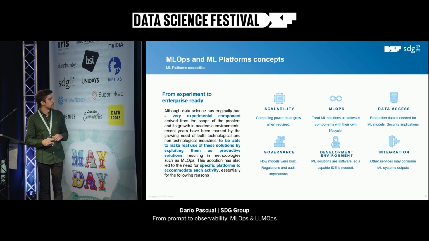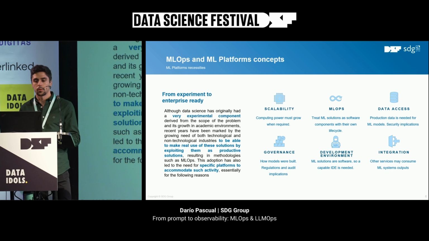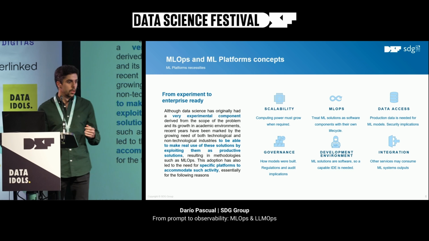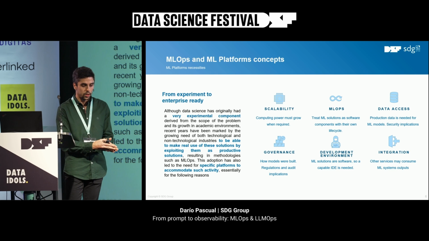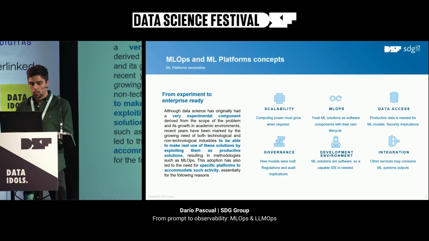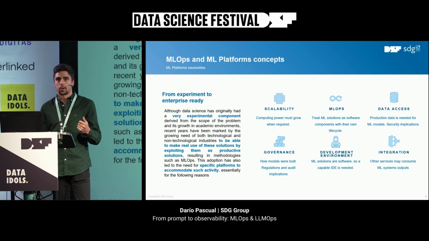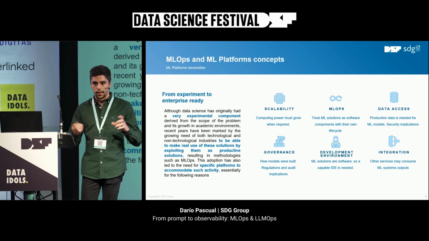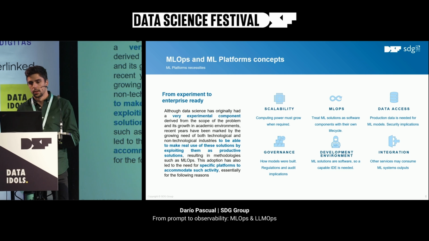Starting with the first one, scalability. What do we mean by scalability? The computing power for our ML models is not always the same. As we know, we can have ML models that require a small computing power, but we can have hard ML algorithms that require a lot of computing power. So our platform, even more if we want to optimize our cost, should adapt and grow with our necessities.